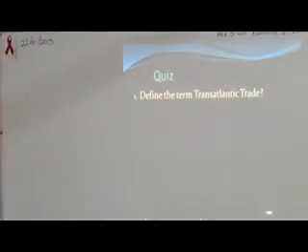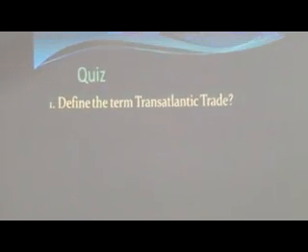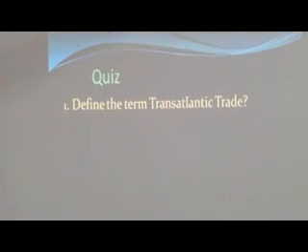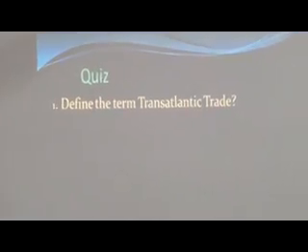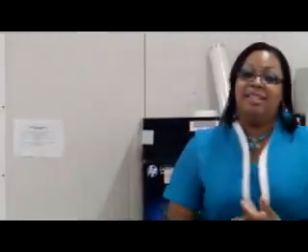First question. Define the term transatlantic trade. Now, I don't want any half answers there. You'll have to come up with a good definition. Quickly, time is good. The first to give me a good answer for that.